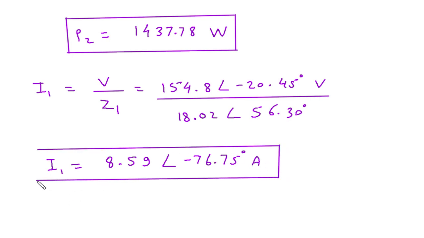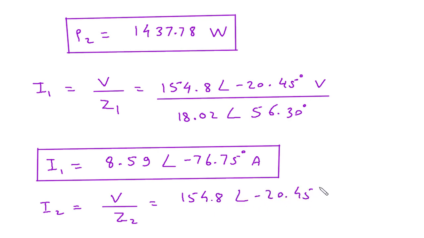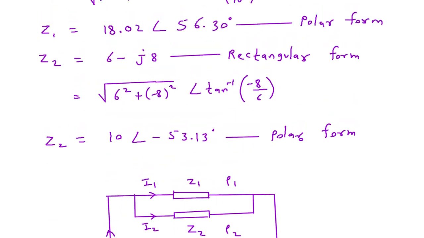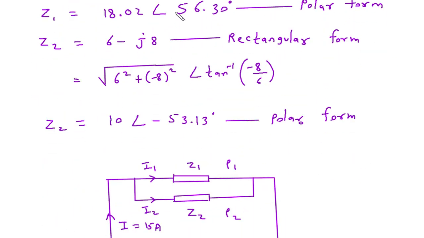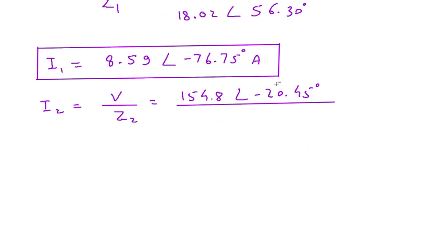Then next is I2. So I2 will be equal to V upon Z2. Again, the value of V will be the same. It is 154.8 at an angle of minus 20.45 degree. Then the value of Z2 in polar form is 10 at an angle of this value. This is the value of Z2 in polar form.